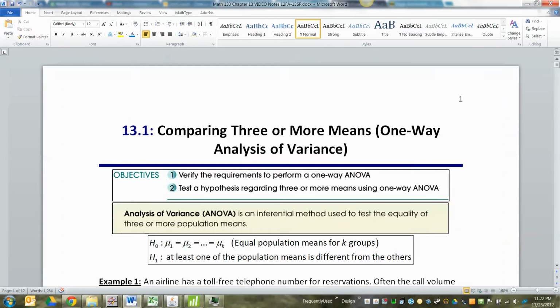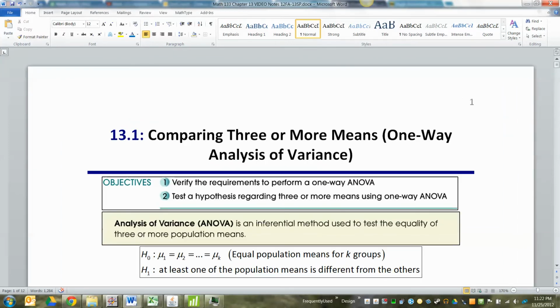Now let's do section 13.1, which is really the beginning of a much, much larger world. Again, not to quote Obi-Wan Kenobi on you, but that's how it is. So it's the ANOVA testing. So we're going to do 13.1 here, which is a one-way ANOVA.